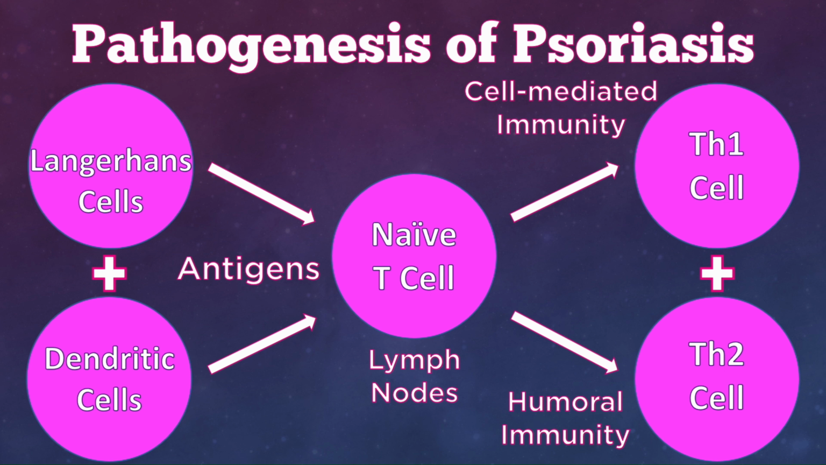For psoriasis, the two big culprits are Th1 and Th17 cells. We know this because we see increased levels of the Th1 cytokines interferon gamma, IL-2, IL-6, IL-8, and IL-12.